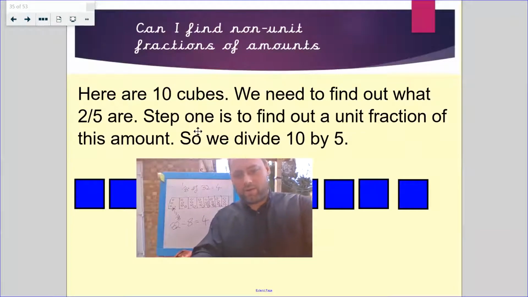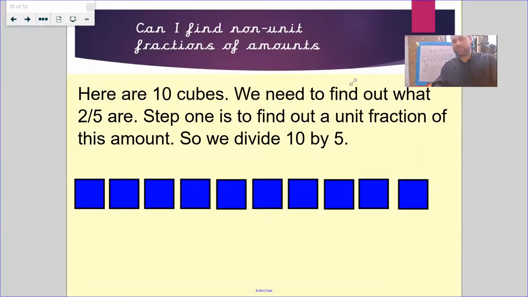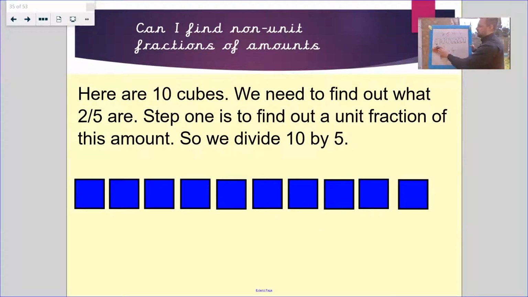So let's go on. I'm going to make myself smaller so you can see the screen. Okay, so here we have 10 cubes on our screen. And our question is going to ask us what 2/5 are. So 2/5 is a non-unit fraction. So first step, we need to find out what a unit fraction of this amount is.